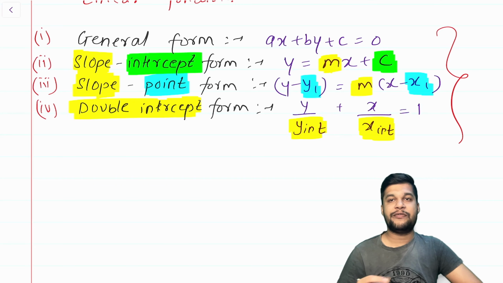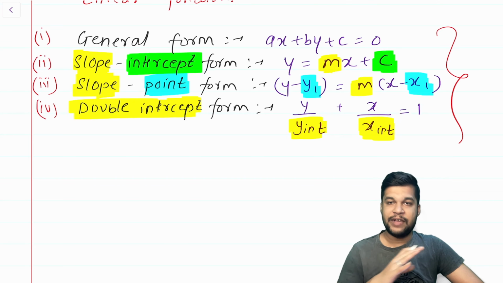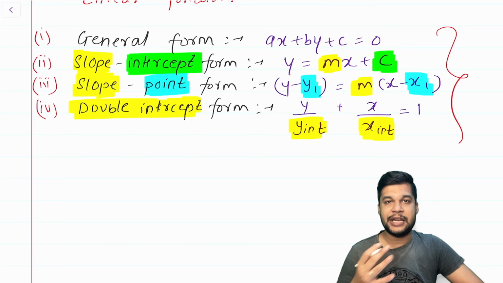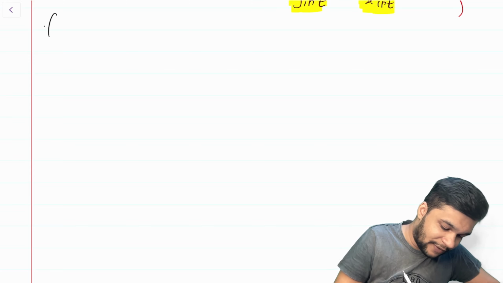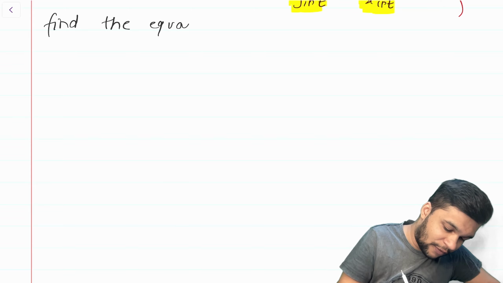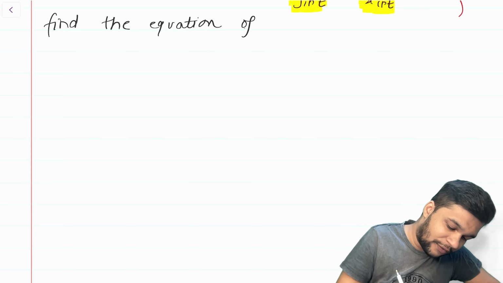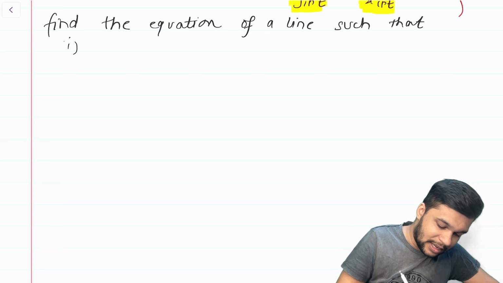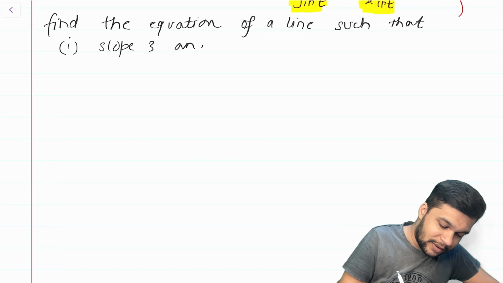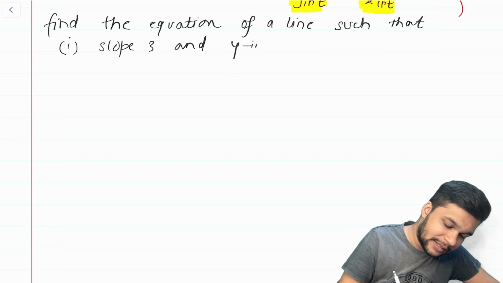These are the four different forms of a straight line. Very important, the question can come in any way. For example, let's say the question is: find the equation of a line such that part number 1, the slope is 3 and the y-intercept is 7.